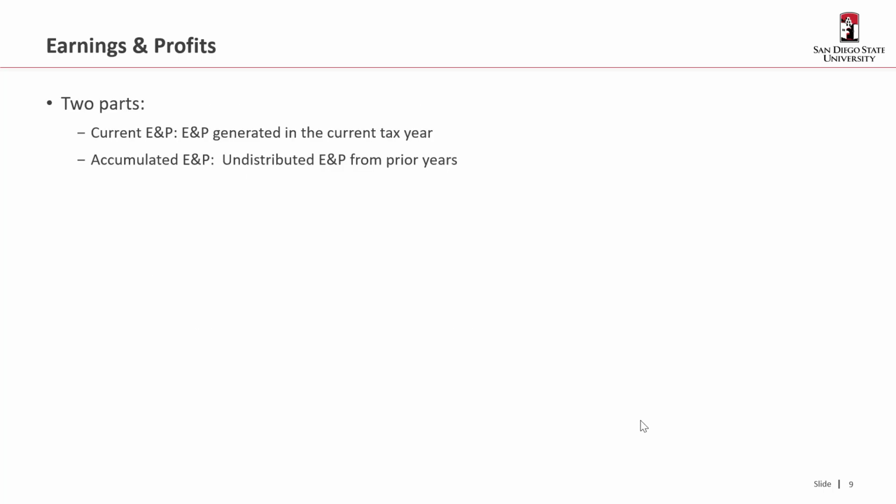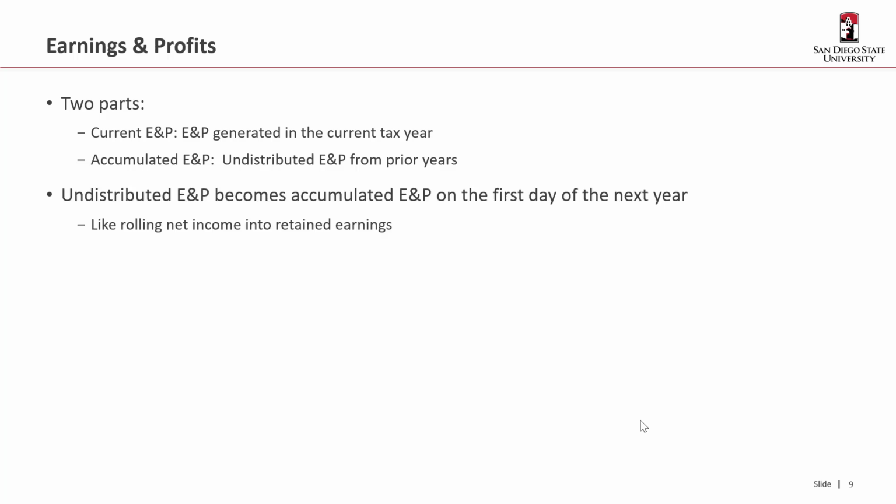Okay, so as I just mentioned, E&P, or earnings and profits, come in two parts, current and accumulated. I will not repeat those definitions for the sake of time. Undistributed E&P becomes accumulated E&P on the first day of next year. So this is the same thing as your retained earnings roll forward. For those of you that remember your book accounting, you know that at year end you take net income, you roll it into retained earnings. The same thing happens with accumulated E&P, right?